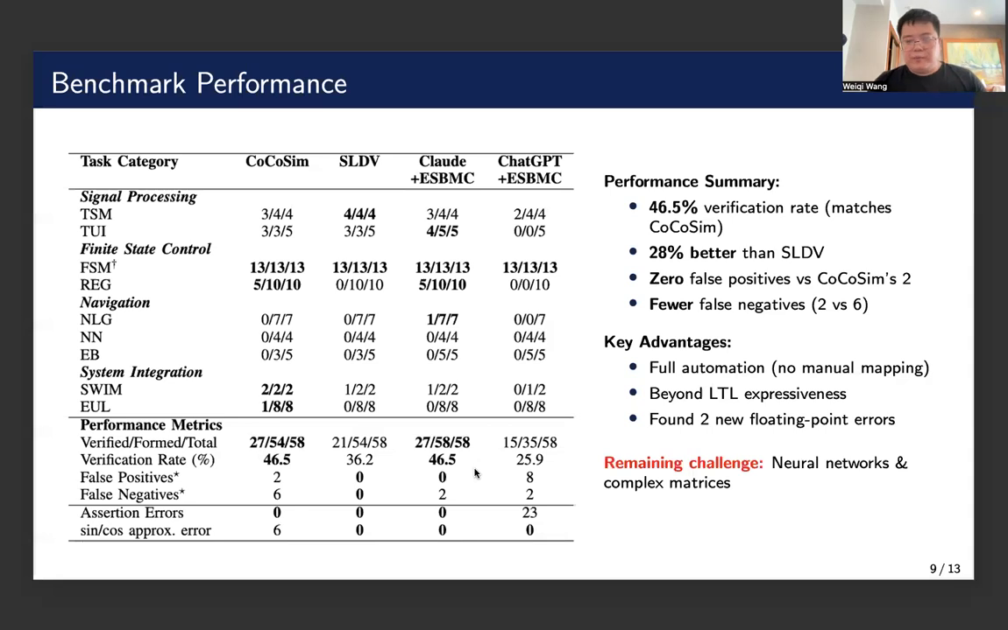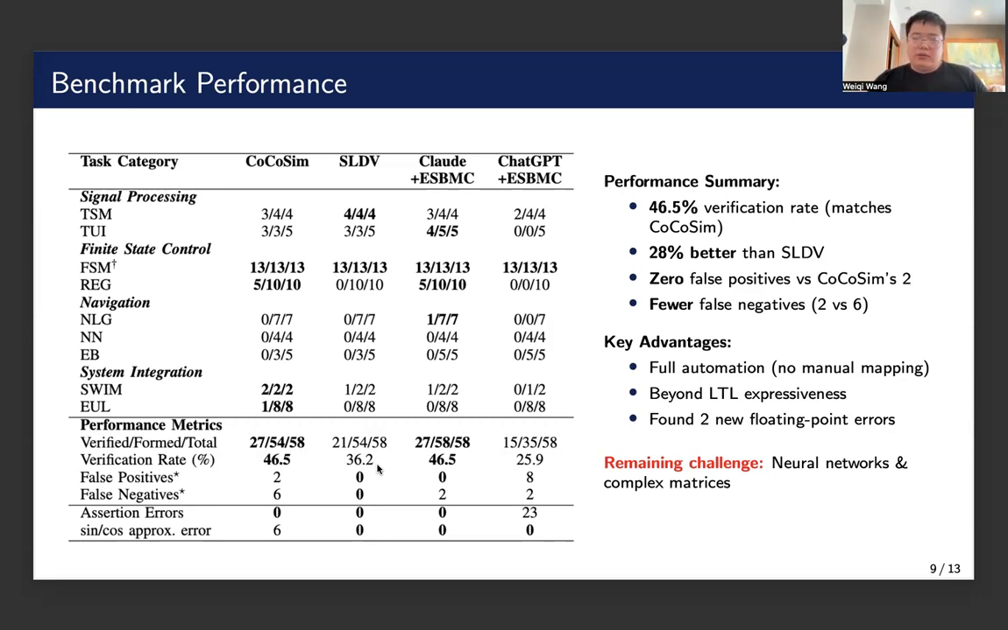Now let me show our benchmark result. We compare with CoCoSim, which is from the NASA group, and SLDV, which is from the Simulink model. You can see here we got a 46.5% verification rate, which matches the CoCoSim result, and we are 28% better than SLDV. We got zero false positives compared with CoCoSim's false positives. We got fewer false negatives.